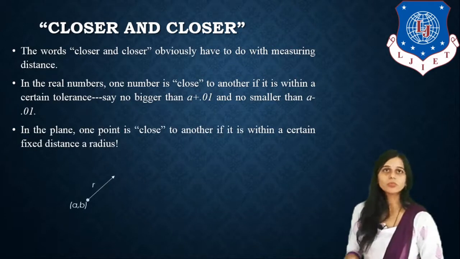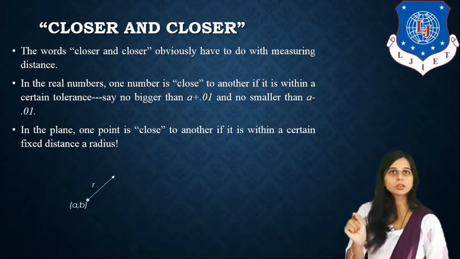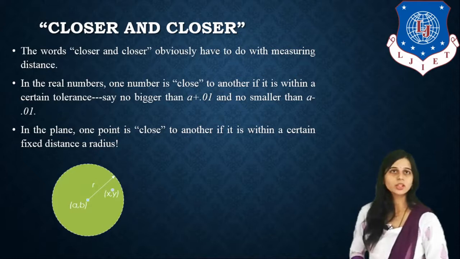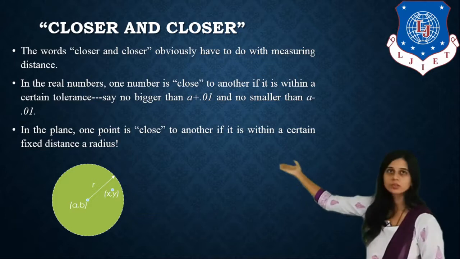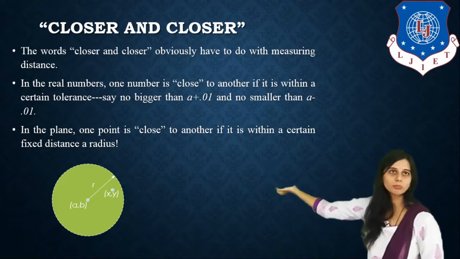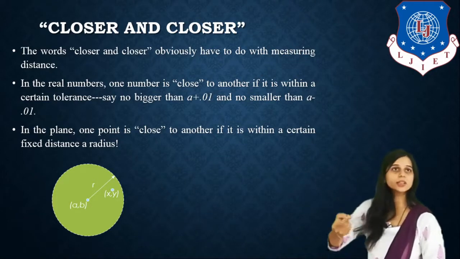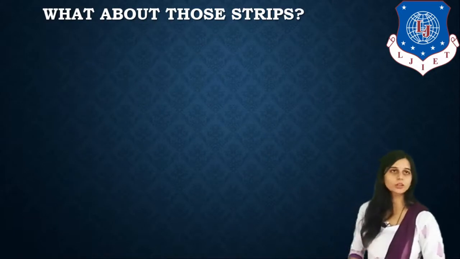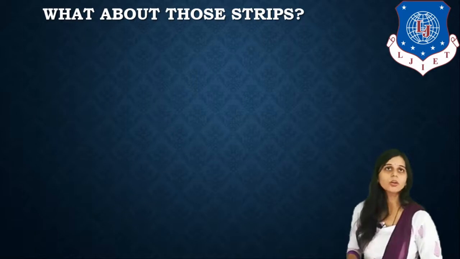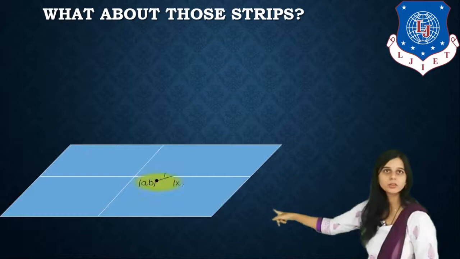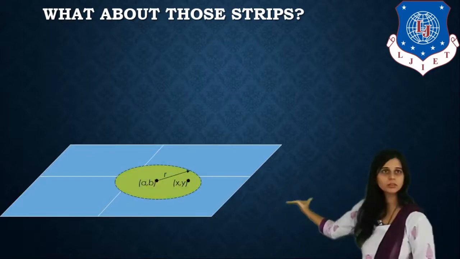In the plane, one point is close to another within a certain fixed distance, like a radius. See, we are taking a circle, (a,b) is the center, r is the radius. So (x,y) tends to (a,b), and (x,y) is in the plane. r is a certain distance. What about the strips? We were talking about the circle. Now we are discussing the strips. We are in a plane, and there is a circle.